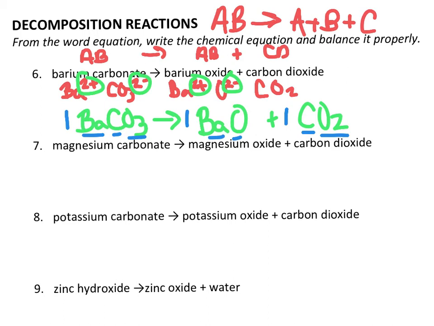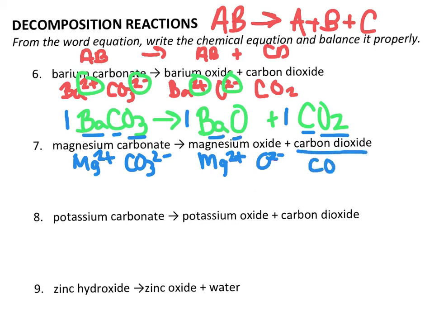For our next one, number 7, we've got magnesium carbonate. Magnesium's a metal. There are no prefixes in any of these names, so these must be ionic. So I'm going to look on my ion sheets. Carbonate is 2-, magnesium's 2+. Magnesium we already know is 2+. Oxide ion is 2-. And then there's carbon dioxide again. That's CO2. We know because it has the prefix di for dioxide.